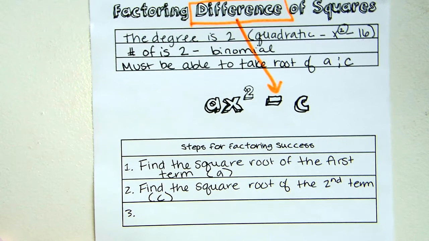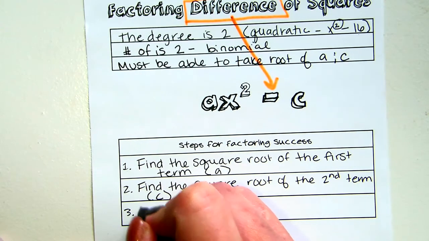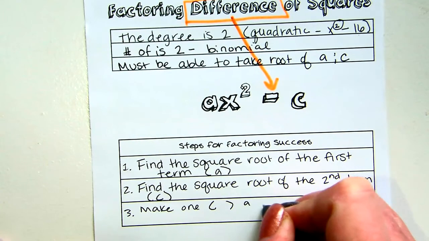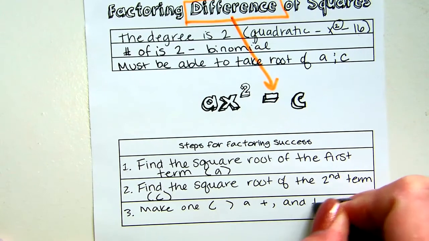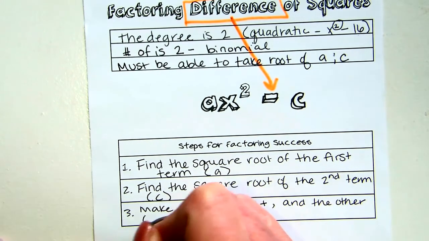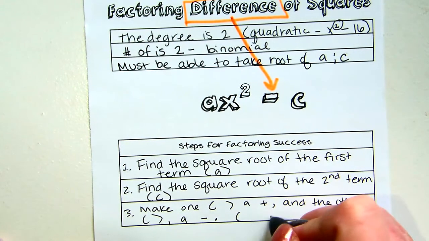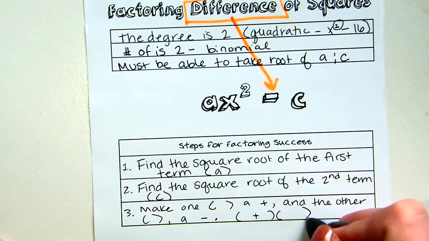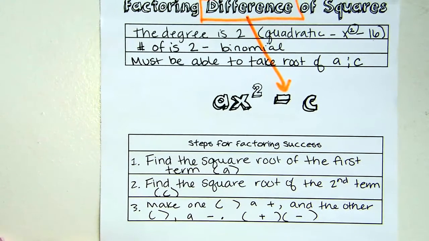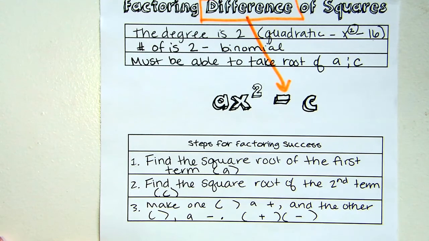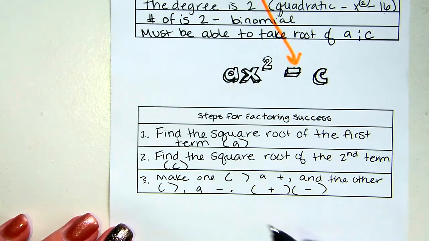My last step is I'm going to make one parentheses a positive and the other parentheses a negative. So that means I'm going to have a plus sign and I'm going to have a negative. The reason why is because when I multiply my terms together, the middle terms will end up canceling out. That's why one of these has to be positive and the other has to be negative. Now looking at this, we have an example.